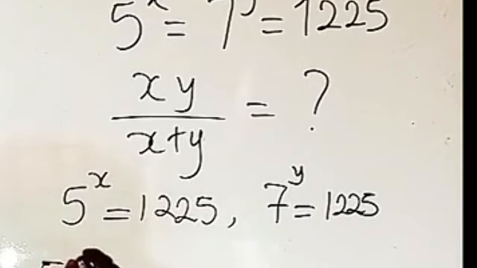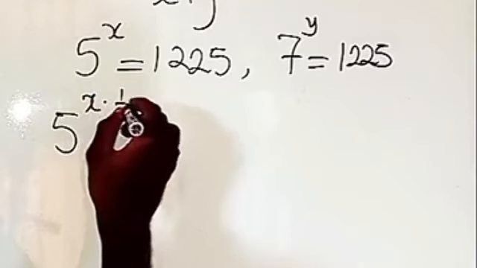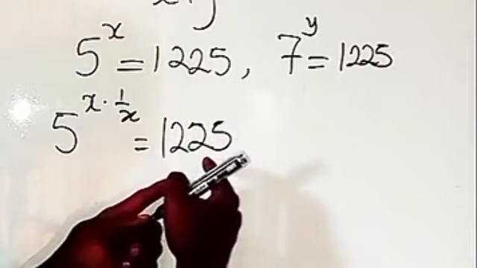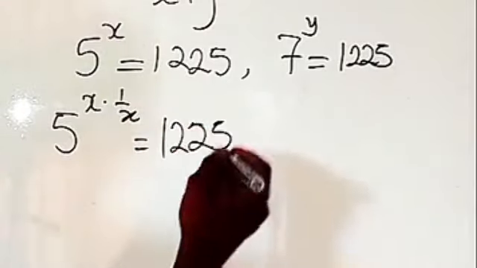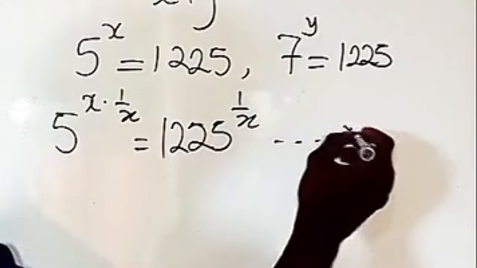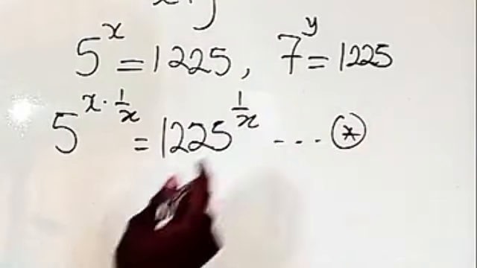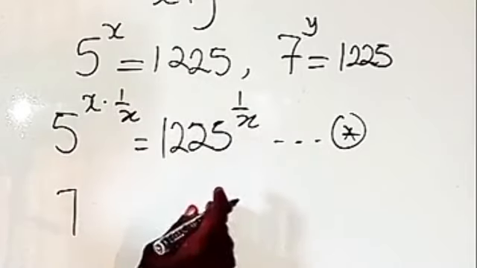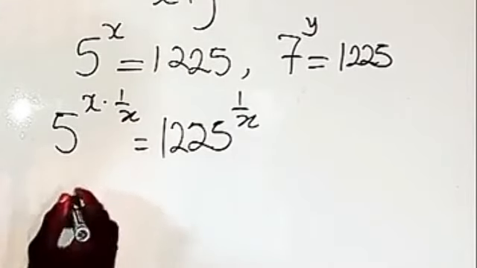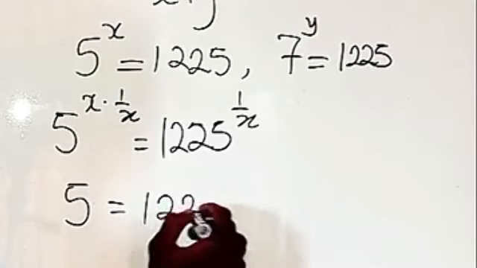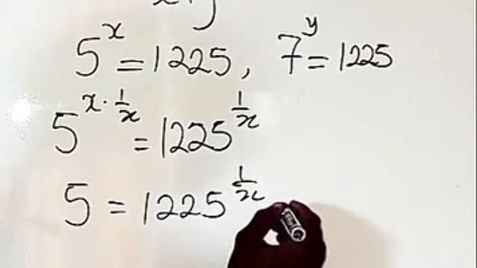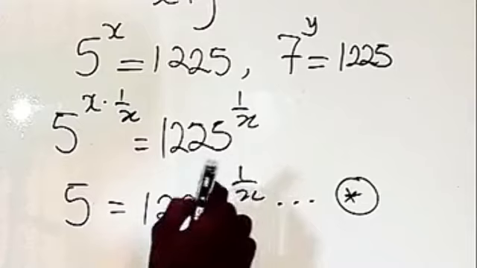If I raise 5 to the power of x to the power of 1 over x, I must do the same thing to the other side. Ordinarily, 1,225 has power 1, so it becomes 1,225 to the power of 1 over x. This gives us 5 equals 1,225 to the power of 1 over x. Let me call this equation star.